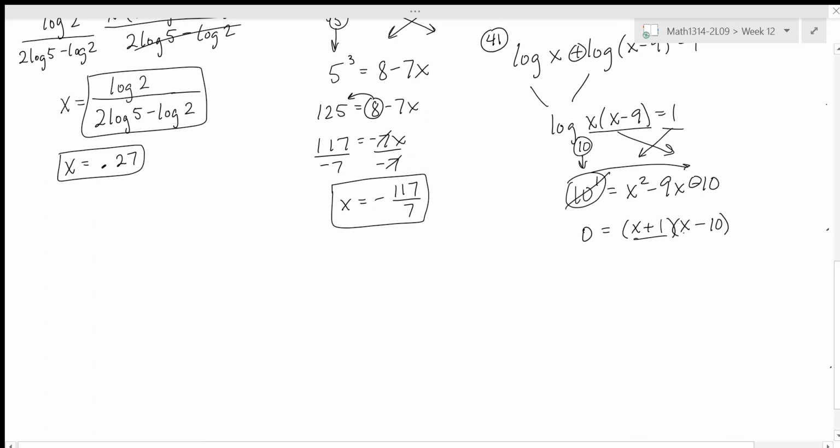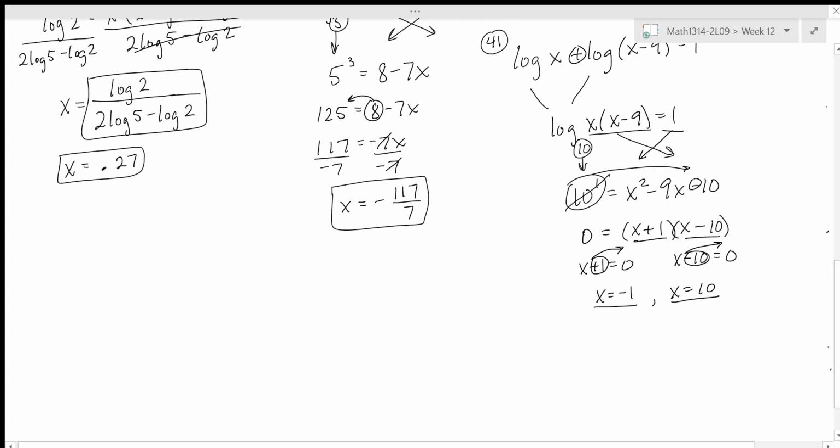And now we're going to set each factor equal to 0. And I think we're going to get two solutions. x equals negative 1, x equals positive 10. And I think only one of those is a good answer.